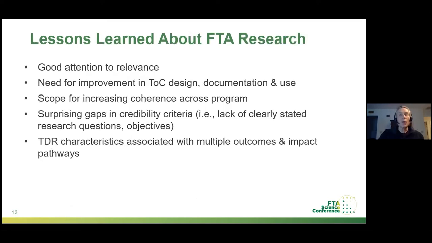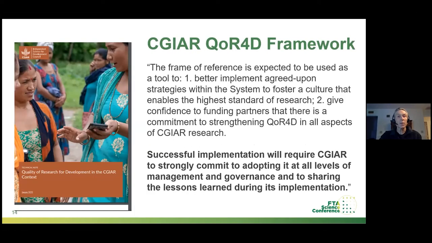Considering FTA research from this perspective, we see that there's a high attention to relevance across the portfolio with obvious scope for improvement in the use of theory of change in planning and implementation. And there's some lack of overall coherence in the program. We've seen some surprising gaps in credibility criteria, for example. Several projects did not have clearly stated research questions and objectives in any of the project documentation. And we recommend that every project should fully document its research focus, even if funders do not require it. We have seen that transdisciplinary characteristics in projects are associated with multiple outcomes and impact pathways.